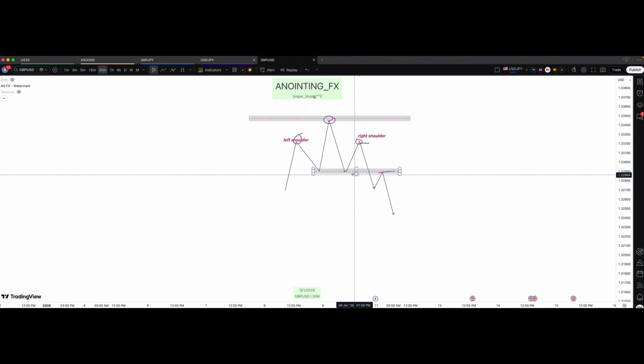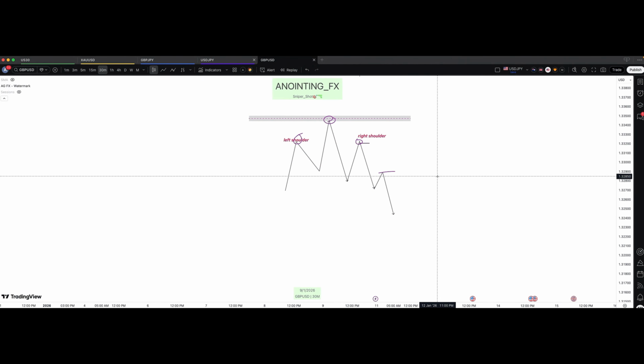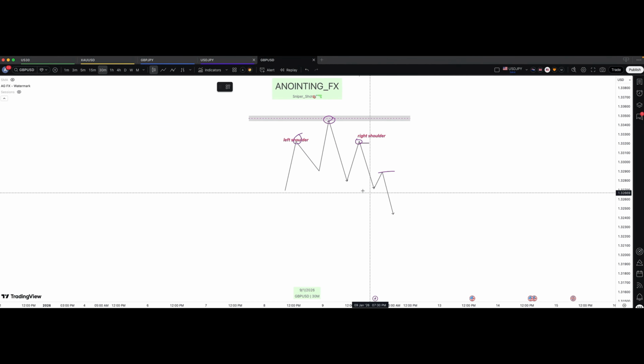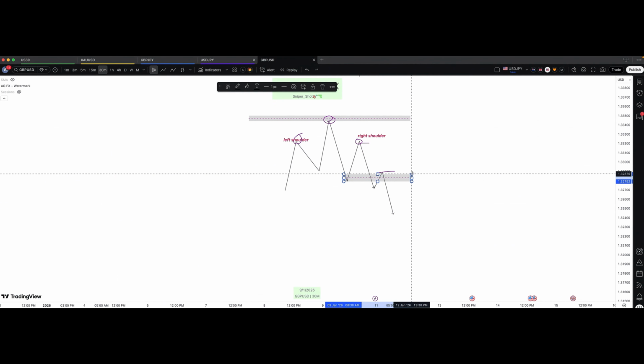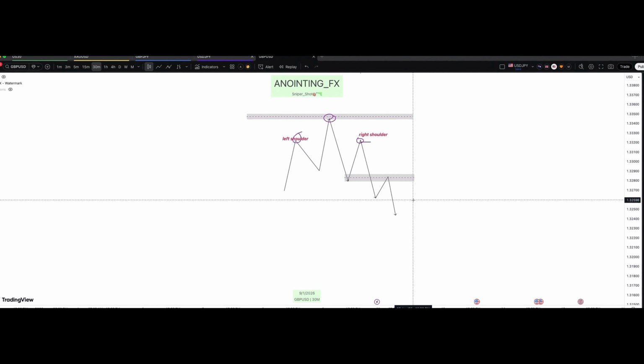Now this thing too can happen. The neckline may not always be in line. Sometimes it may be slanted a bit like this. So when it's slanted, where do you mark as your neckline? Always mark the first one. So you mark this particular one, and then you wait for price to retest it. You wait for price to retest this neckline, and then it drops. So that's that for the head and shoulder pattern.